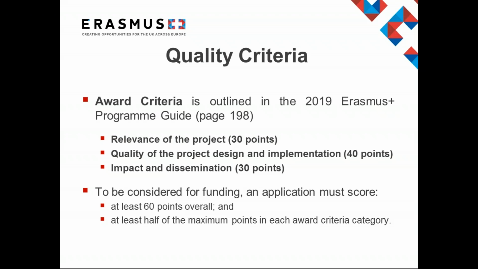To be considered for funding, an application first must score at least 60 points, and in addition to that must score at least half of the maximum points in each of the three award criteria. So for example, in relevance of the project, you would need to score 16 or higher for your application to be considered for funding, and that would be true of quality of project design and implementation and impact and dissemination as well. In all three criteria, you have to score at least half points and then get an overall score which is higher than 60 before an application can be considered for funding.